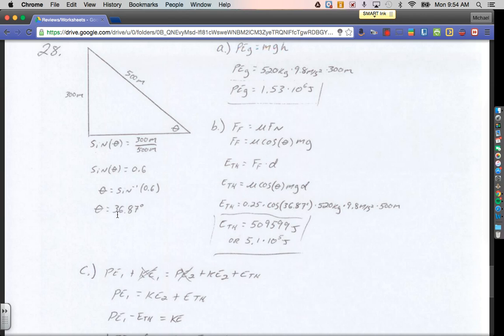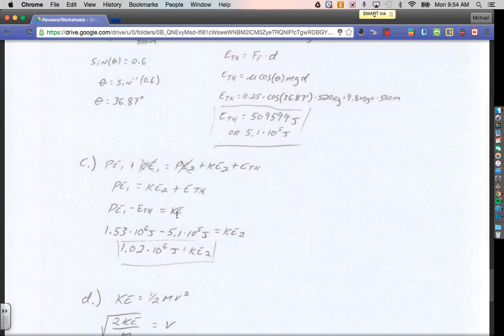So now I know what the force of gravity perpendicular is going to be, because I can plug in the mu, 0.25, times cosine 36.87 degrees, times m, 520 kilograms, times g, 9.8 meters per second squared, times the distance that everything slid, which is 500 meters, which means that we have 509,599 joules of thermal energy created during the slide, or if you move that to scientific notation, 5.1 times 10 to the 5th joules. So that's how much energy is going to turn into thermal energy.